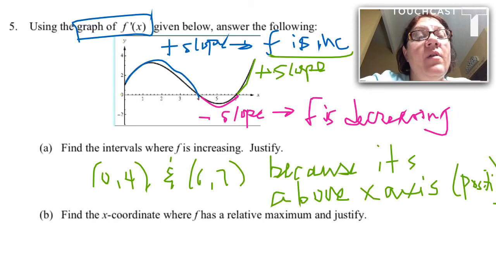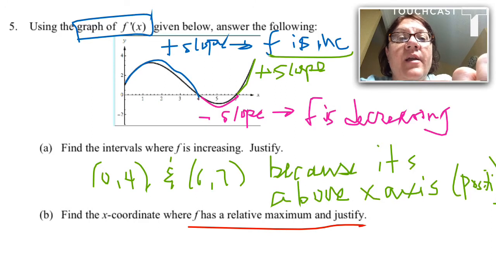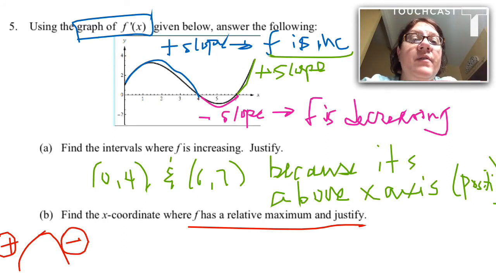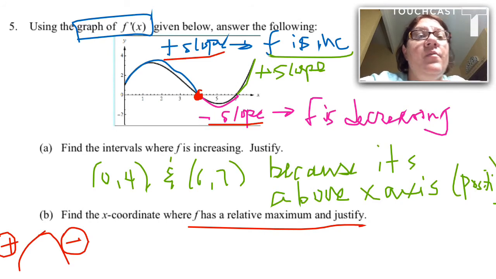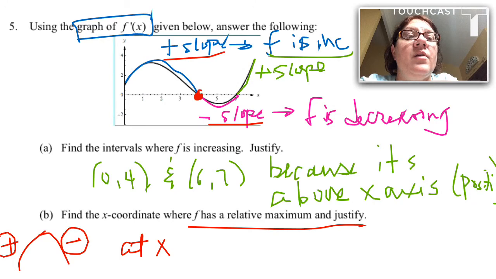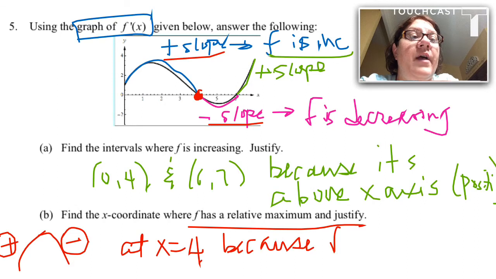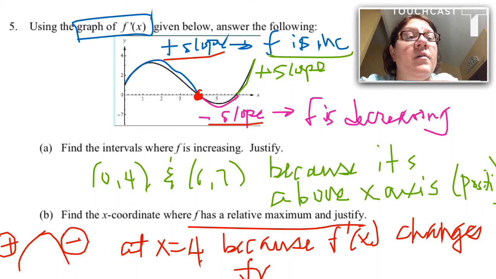Okay, so now on the next one, the graph will have a maximum, remember, when I switch from a positive slope to a negative slope, right? So I'd have to be positive on the left and negative on the right. And so that only occurs here, where I went from a positive slope to a negative slope. So at x equals 4, because the graph changes from positive to negative.